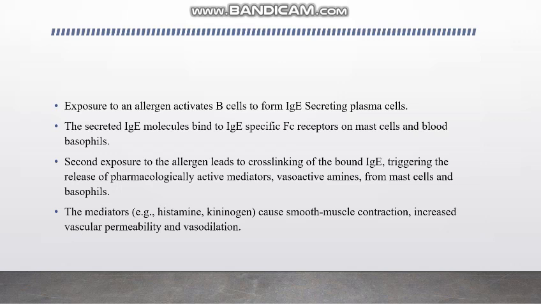Exposure to an allergen activates B cells to form IgE secreting plasma cells. The secreted IgE molecules bind to IgE specific Fc receptors on mast cells and blood basophils. Second exposure to the allergen leads to cross linking of the bound IgE, triggering the release of pharmacologically active mediators, vasoactive amines from mast cells and basophils. The mediators like histamine and kininogen cause smooth muscle contraction, increased vascular permeability, and vasodilation.